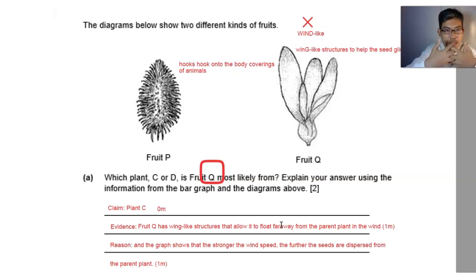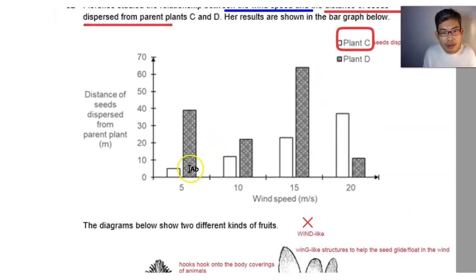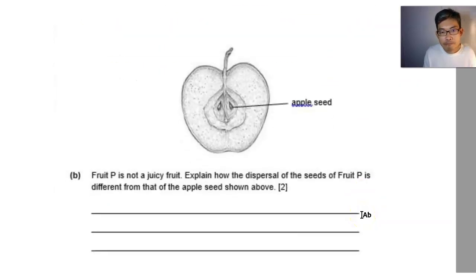Now I must match these two pieces of information together and say here you see for plant C, the stronger the wind speed, the further it floats away from the parent plant. Now, the next question: fruit P is not a juicy fruit. Explain how the dispersal of the seeds of fruit P is different from that of apple seed.